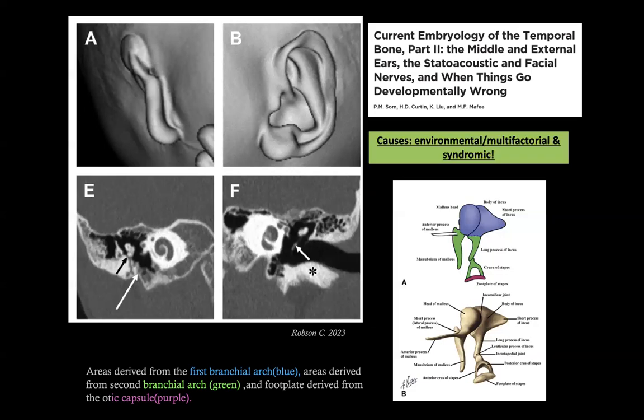We have very different causes of conductive hearing loss, mainly environmental and multifactorial, but also syndromic causes. Some of them have a genetic reason for them.